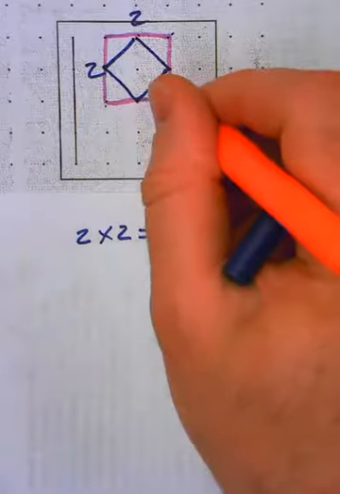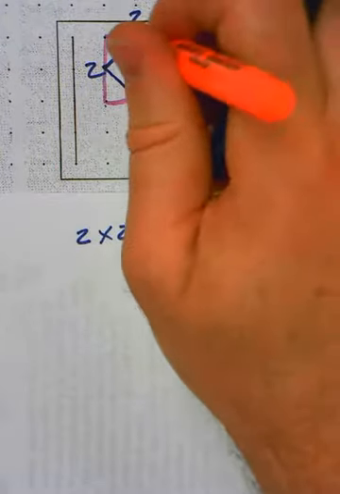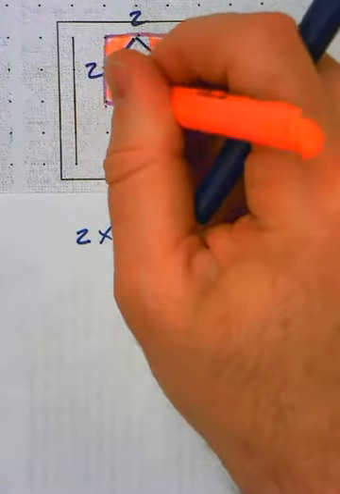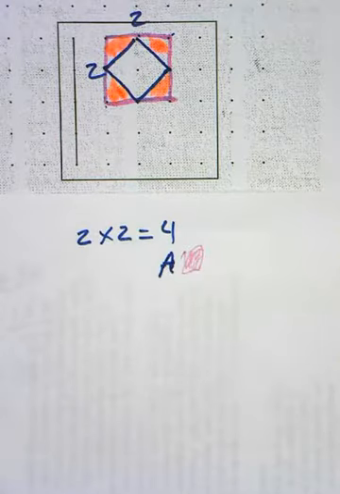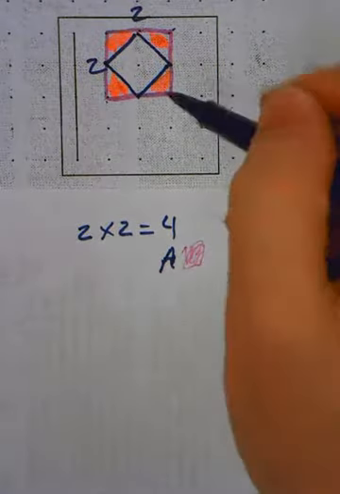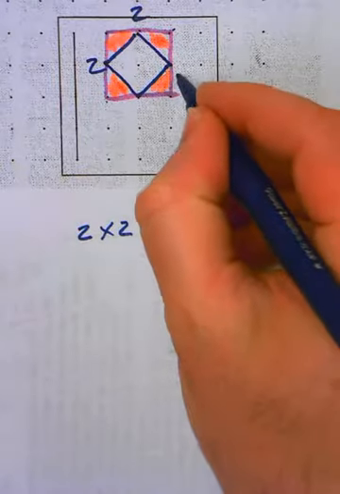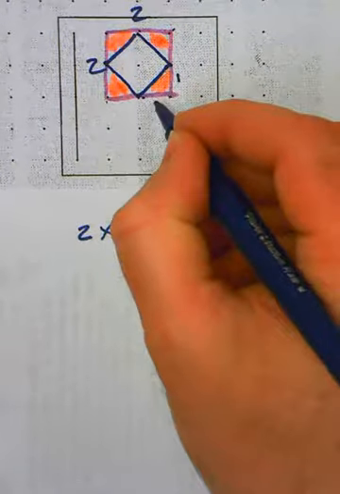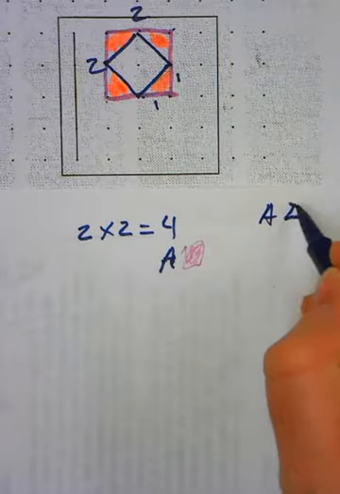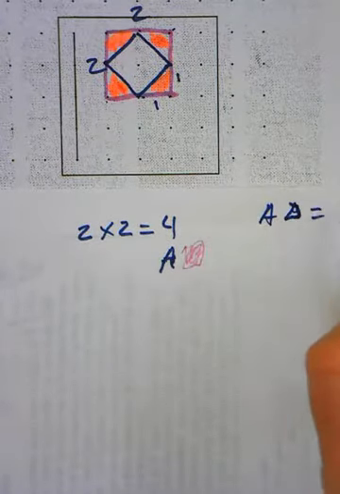Okay, and there are 4 of these little triangles. So we're going to compute the area of one of them, and then we're going to add them together. So one triangle, this is one segment, 1. This is one segment, 1. And the area of a triangle is base times height divided by 2.